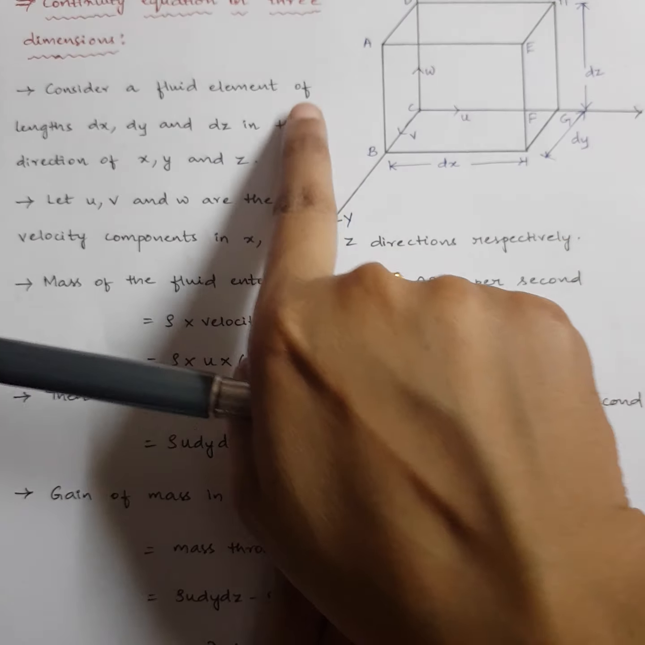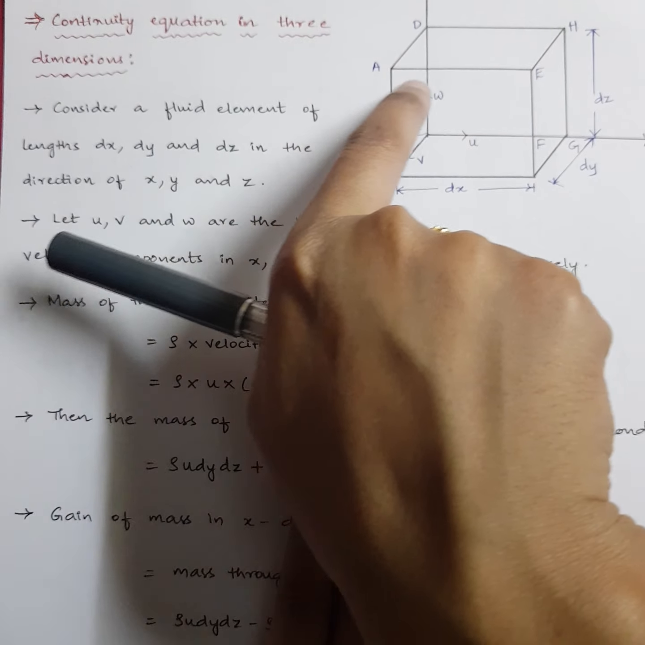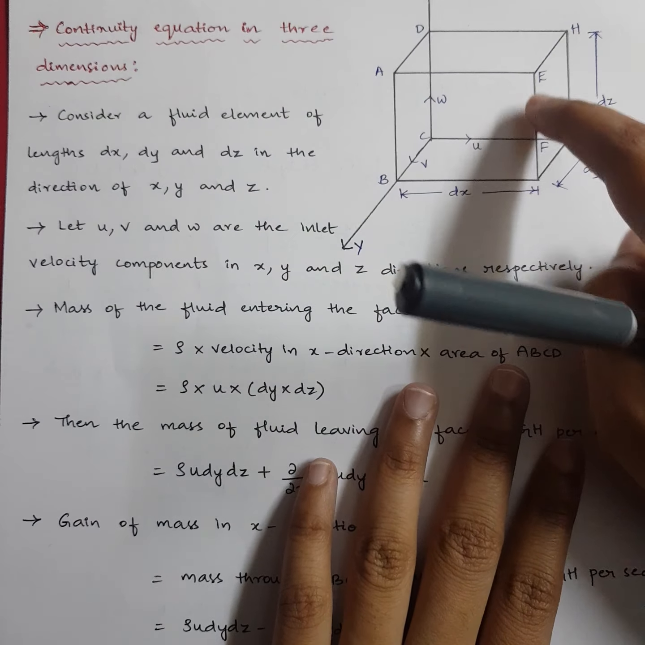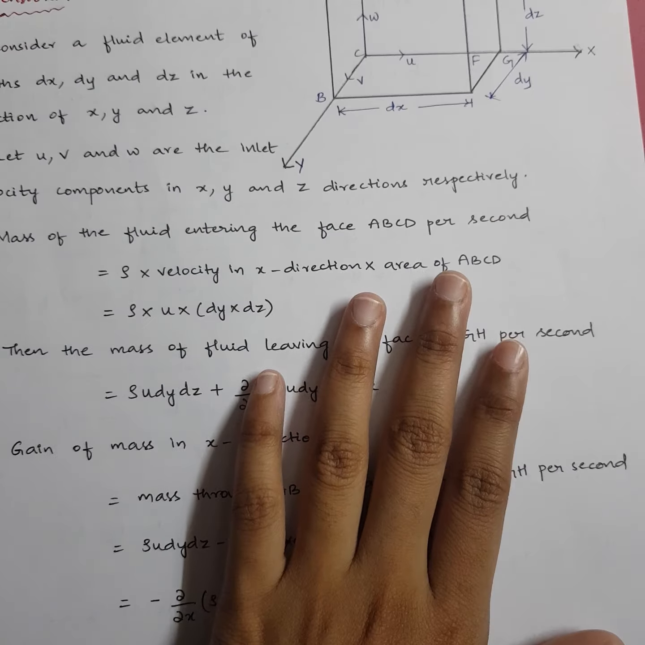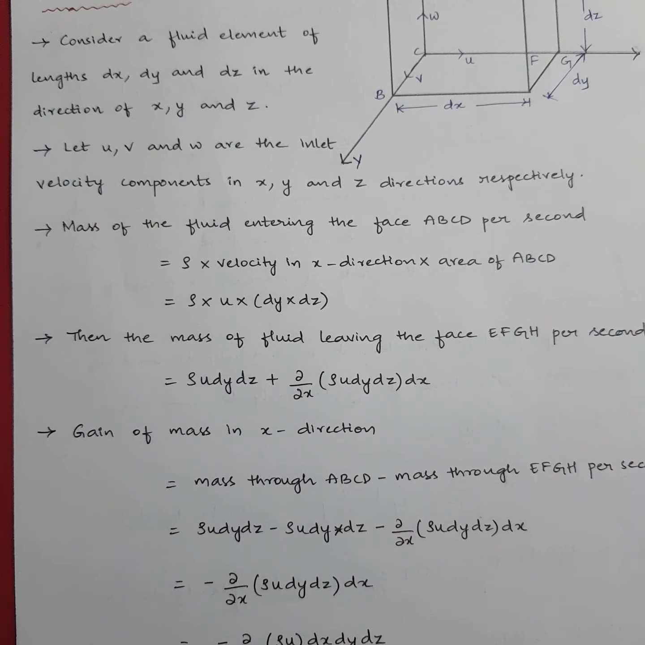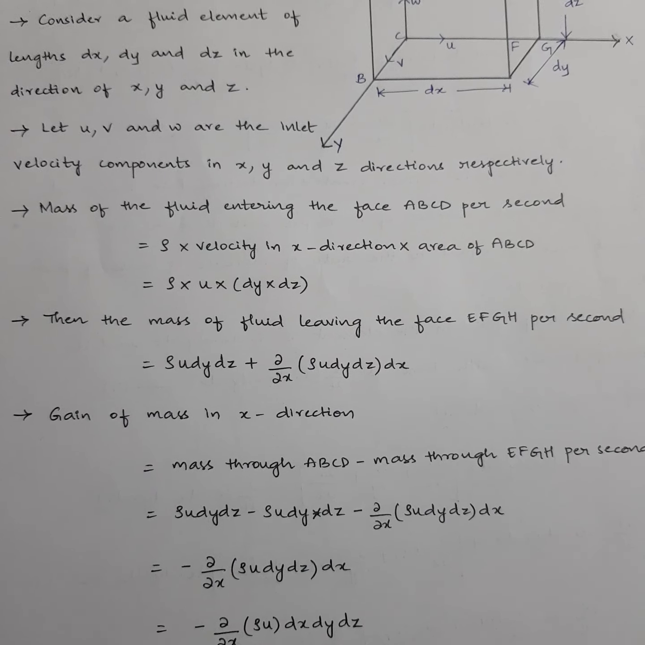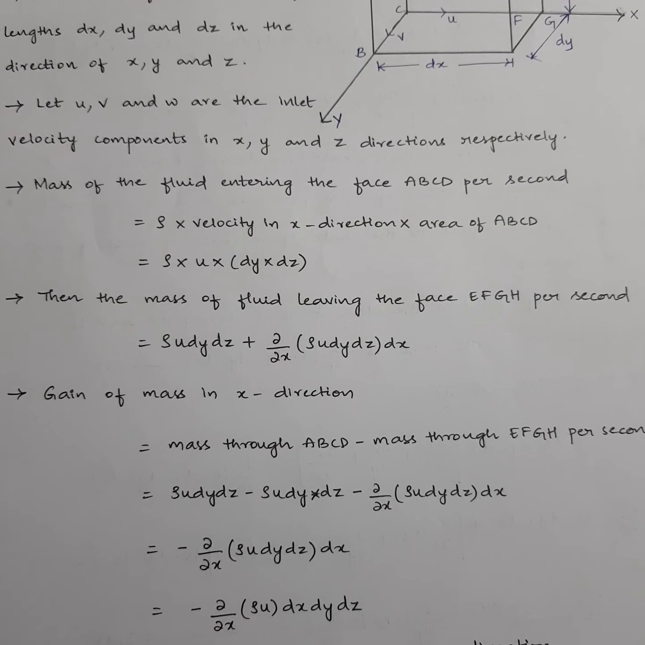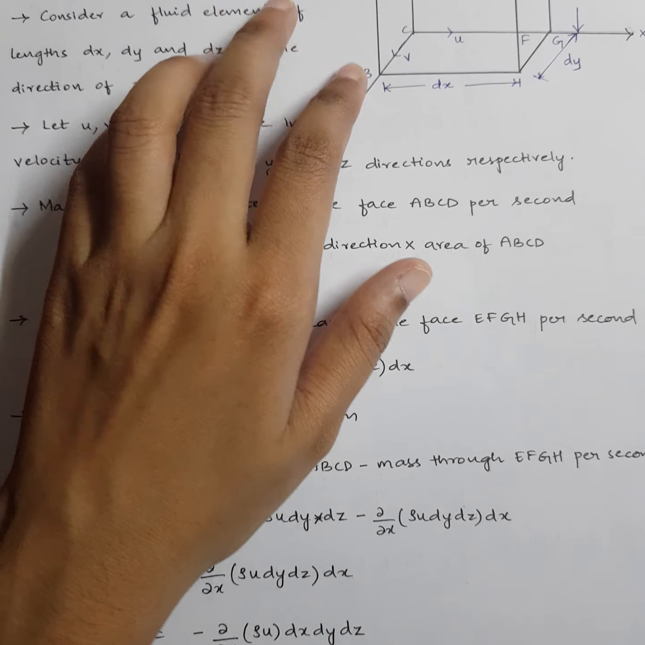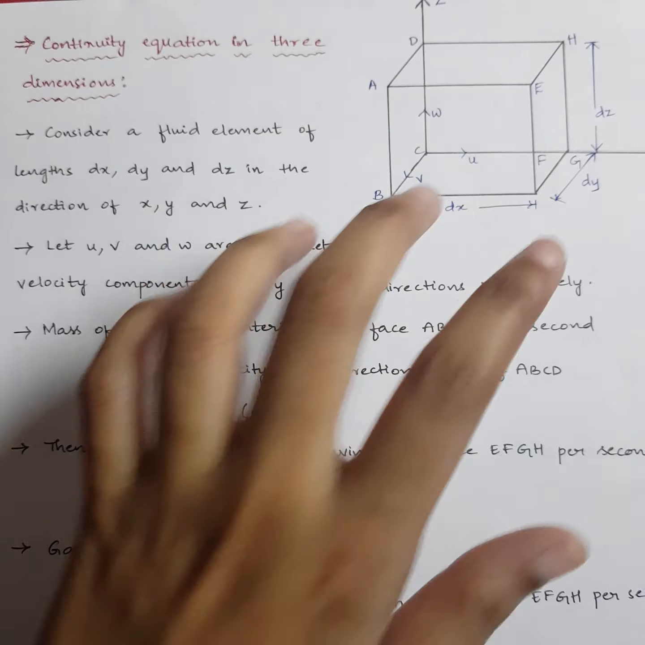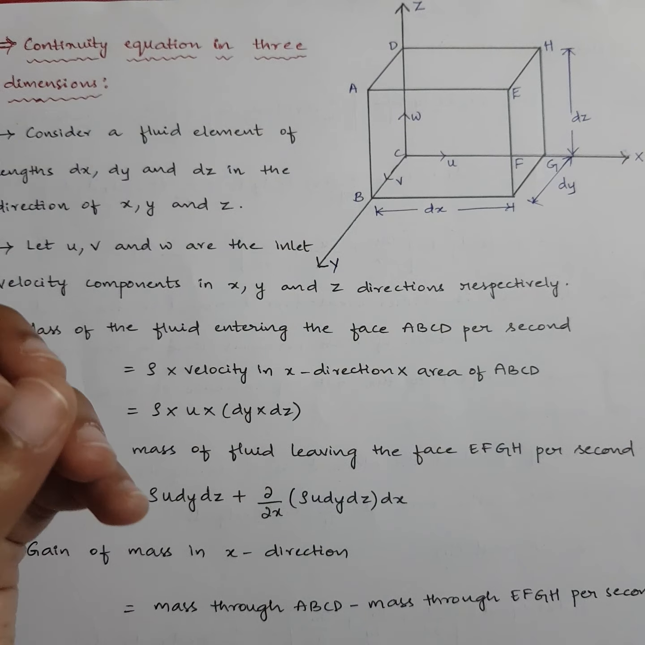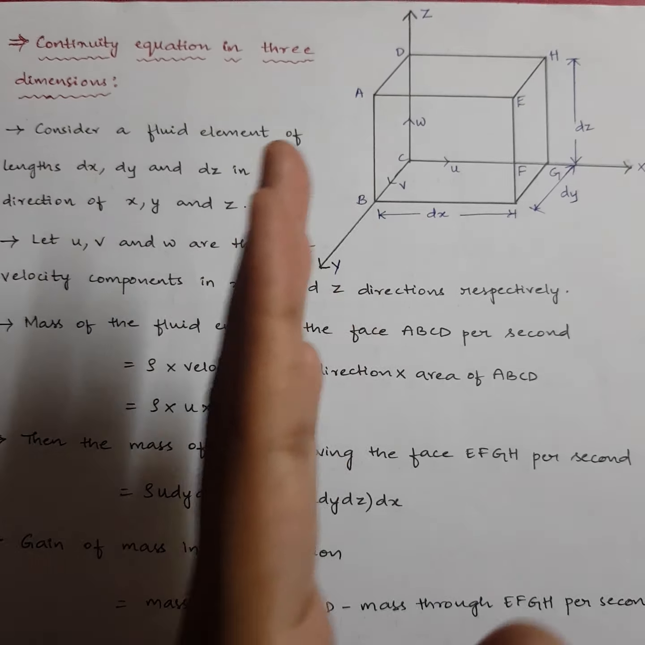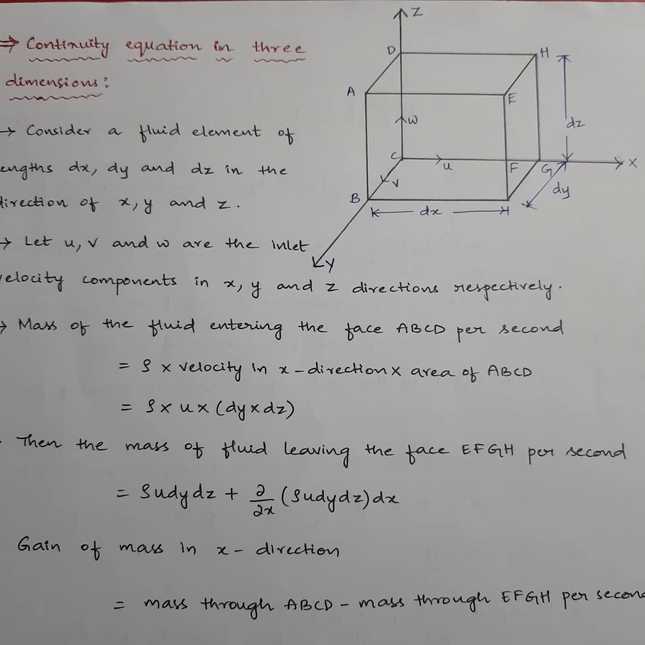Similarly, the fluid has entered through the face ABCD, traveled all along the cubical element and come out, so it is leaving through the face EFGH. Let's see what the mass of the fluid leaving the face EFGH is. We assume that there is a small gain in the mass. Why? Because of the presence of any particulate matter or any dissolved air inside, whatever the reason might be, we assume that when it is leaving through the face EFGH there is a small gain in the mass.